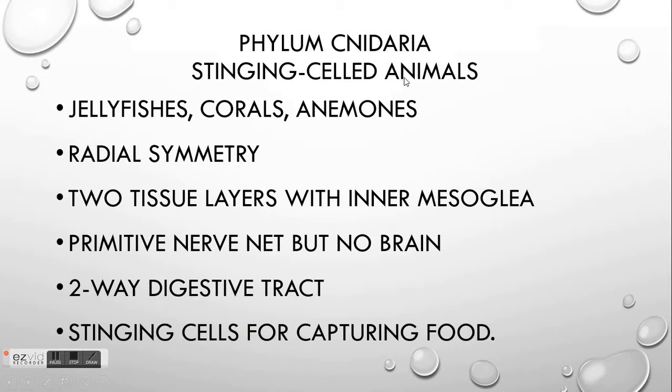So phylum Cnidaria. This phylum has stinging cells. They are stinging cell animals. Examples could be jellyfish, coral, anemones. They have a radial symmetry, two tissue layers with inner mesoglea, ectoderm and endoderm, primitive nerves but no brain, a two-way digestive tract, and as you can see, stinging cells for capturing food. So they capture food with the stinging cells. So this is all for Cnidaria.